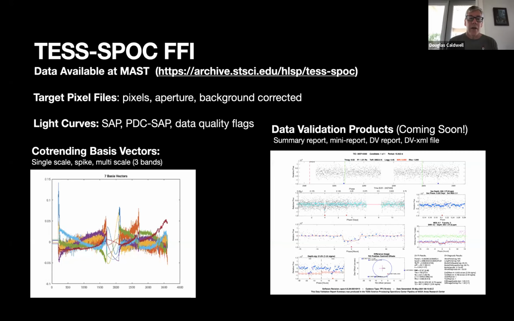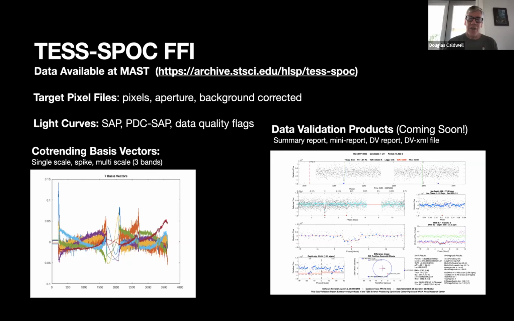The data products are available at MAST through the high-level science products. They're the same data products as are available for 2-minute data, except at the FFI cadence. So there are target pixel files, which include the calibrated pixels, the aperture definition for the optimal aperture, and the background correction for each target. And their light curves, which include the simple aperture photometry, PDC-SAP, and all the data quality flags that are available for the FFI processing, which is a subset of the full set. Is that true? Now that I said that, I'll have to think about whether that's actually true. And I'll post my answer.